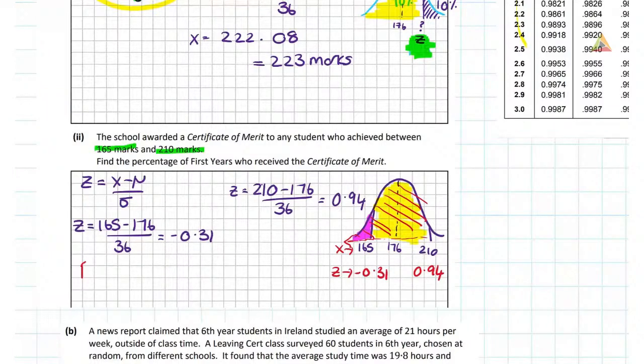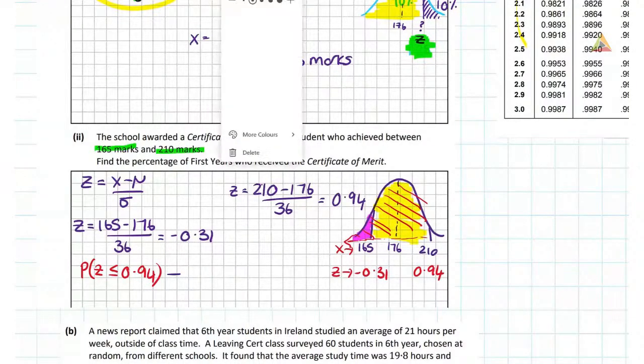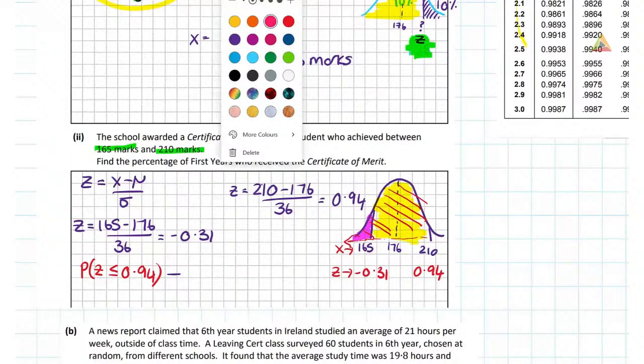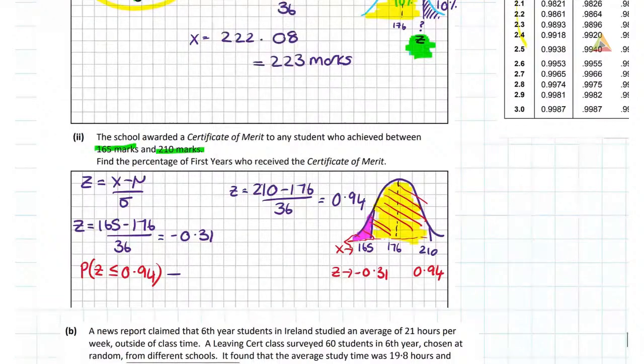So we're going to find the probability that Z is less than or equal to 0.94. And from that, we're going to subtract, so let's try keep with the same colors, roughly, if we can, from that, we'll use a pink here, the probability that Z is less than or equal to minus 0.31. So the pink part there. This can be read straight from your log tables.